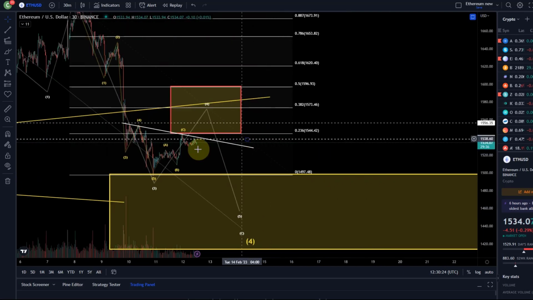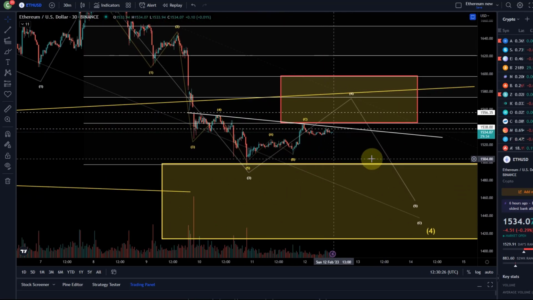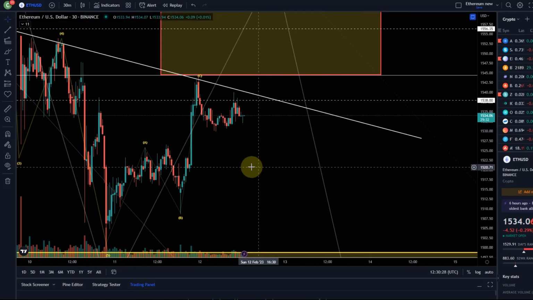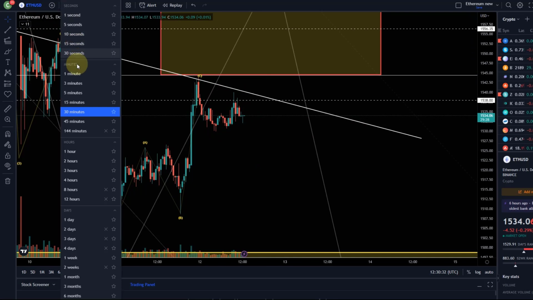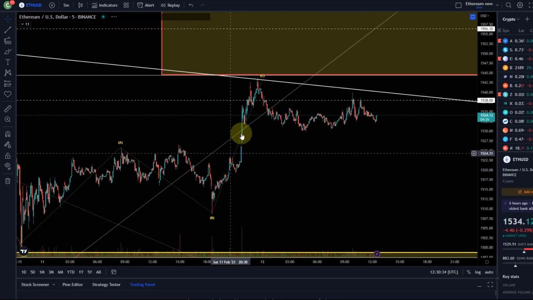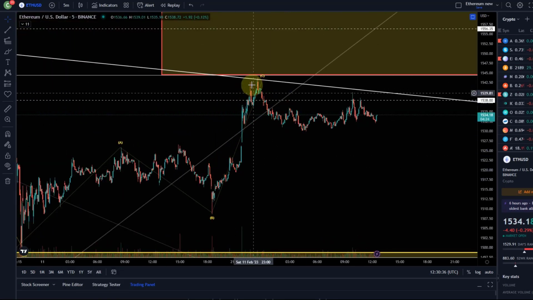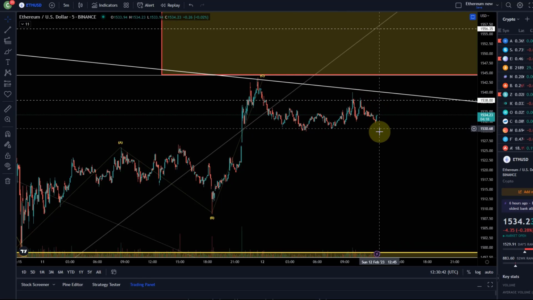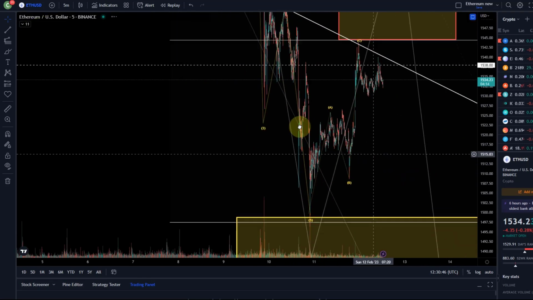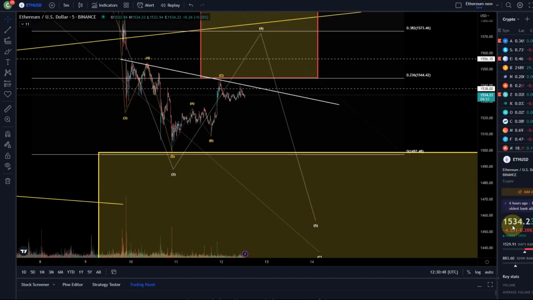I mean, what you see here is a possible wave 1 down and a possible wave 2 up. I have a possible 5-wave move down, a possible 3-wave move up. What we would need now to confirm that would be a break below 1530. Then we might be already in the 5th wave.